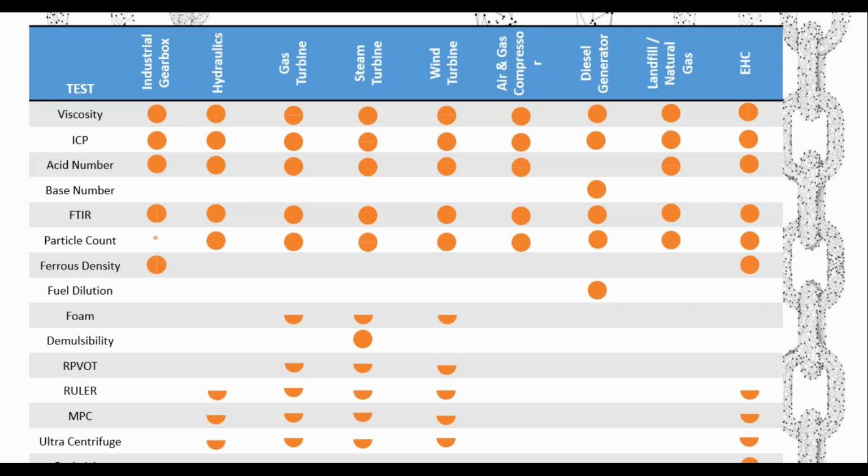What is also important is to have an idea of what the various tests do. What is ferrous density looking at? What is foam looking at? What are RULER, MPC, and viscosity actually looking at? And what can these tests accomplish?